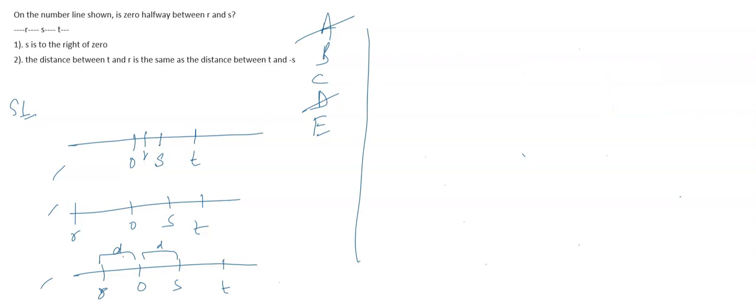Now let's look at statement 2. In statement 2, it's given the distance between T and R. Here is T, here is R, obviously S is here somewhere. The distance between T and R is the same as the distance between T and minus S. Now, there are two cases which are possible. One case is when S is greater than 0. Let me write it here.